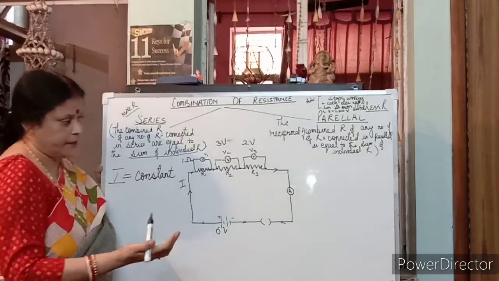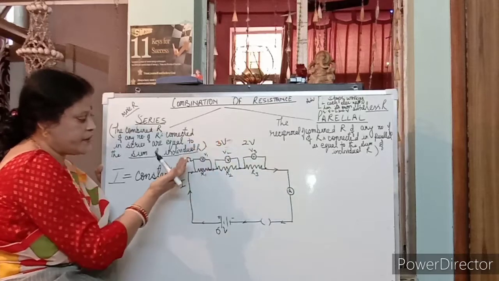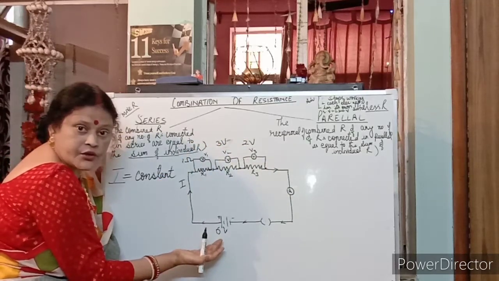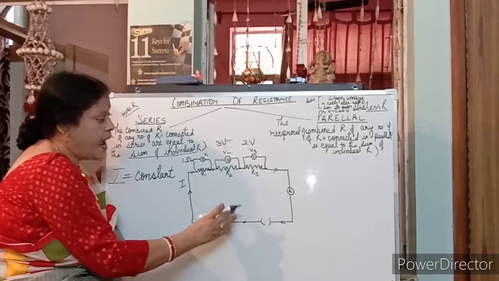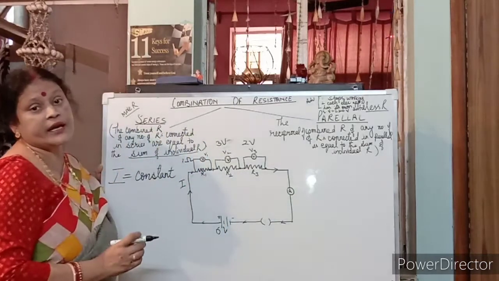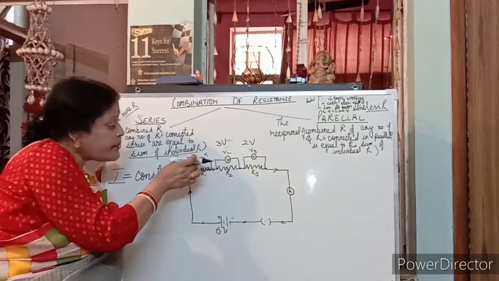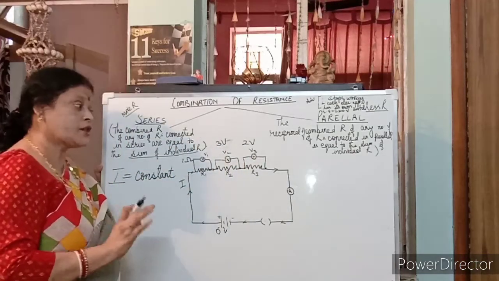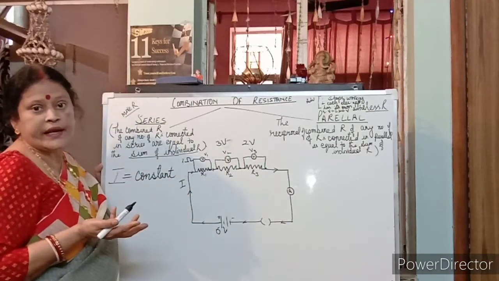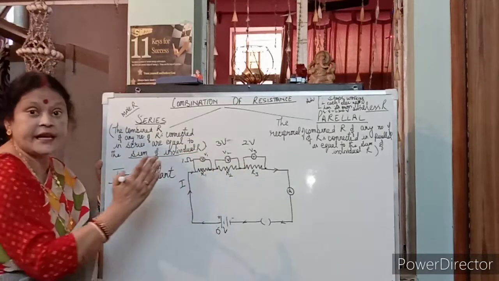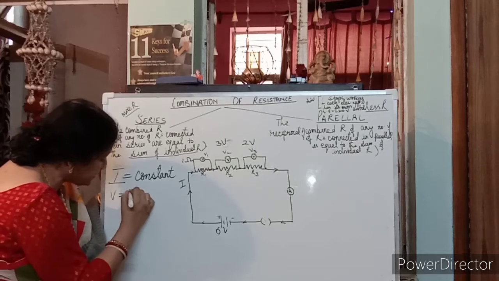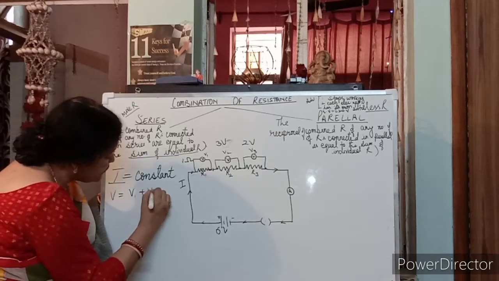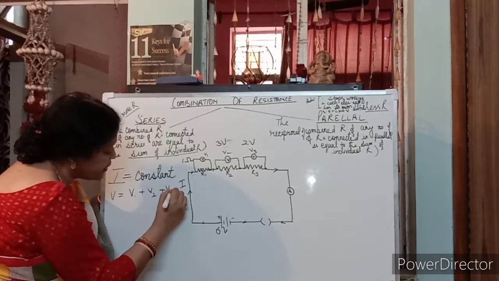And when we add it up, 2 plus 3, 5 plus 1, 6, always equal to this. That means total 6 volt we have started and the resistances are consuming according to that, and that reading will come in the voltmeter. So what we are concluding here, volt is dividing, that means potential difference is dividing. If I say V is equal to V1 plus V2 plus V3.